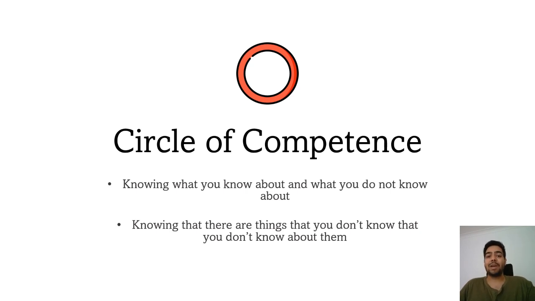Because when you try to jump out of that circle, you don't know what the gray areas are, and you don't know about that thing. So it's best to stick to your circle of competence. If you want to increase your circle of competence, you can always study more, read more books, get more experience, and try to broaden your circle of competence, but it's best to identify it.